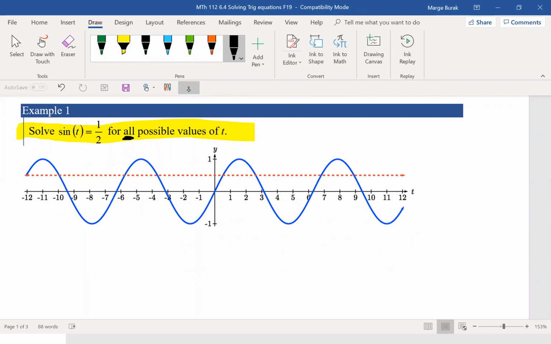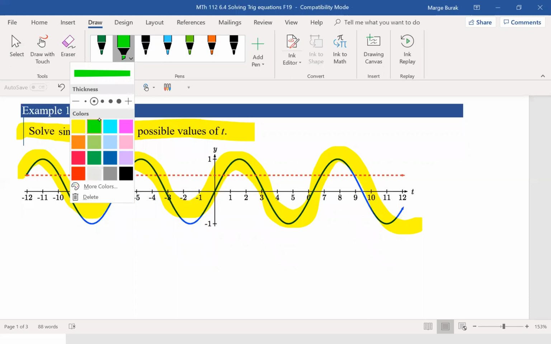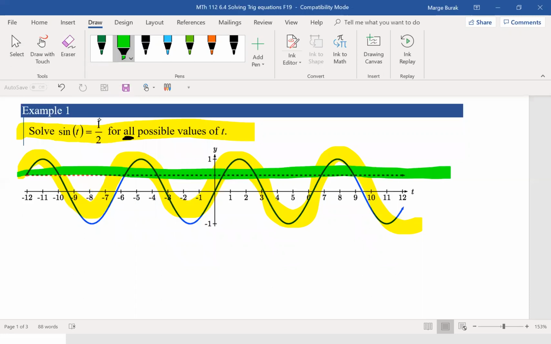So what we have here is a graph now. You can see that here's our sine function, and we want to know where that is equal to 1/2. So that would be this guy right here. Okay, so you can see, well, there's one. Oh, there's another one. Look at all these values where the sine function is equal to 1/2.